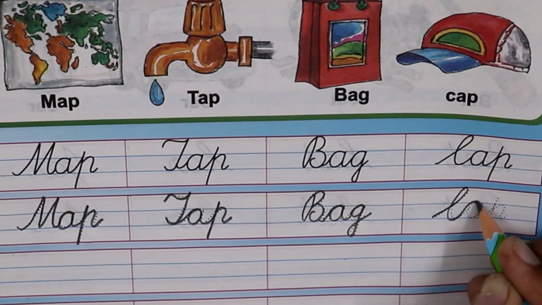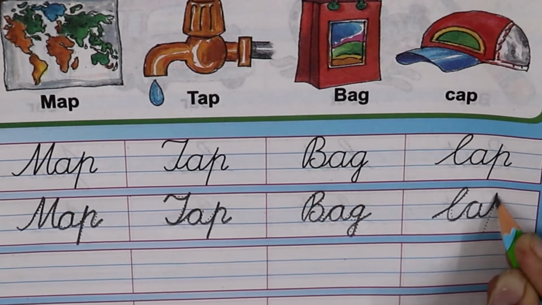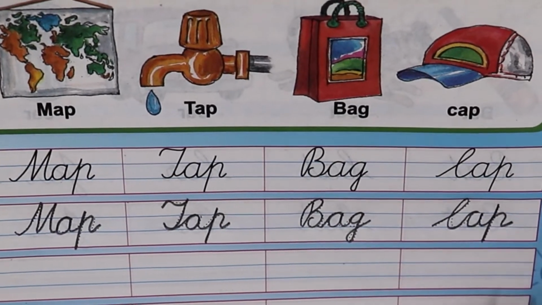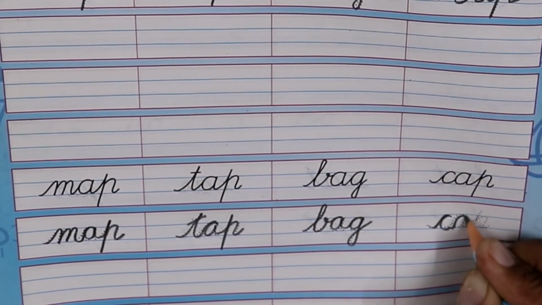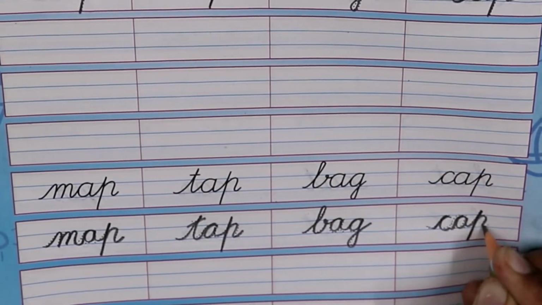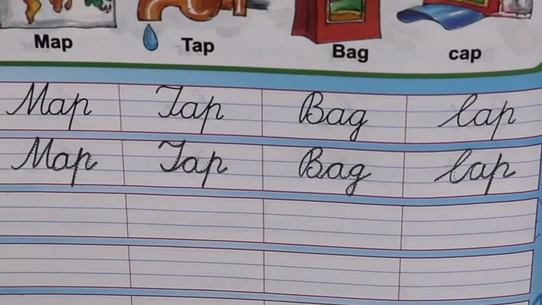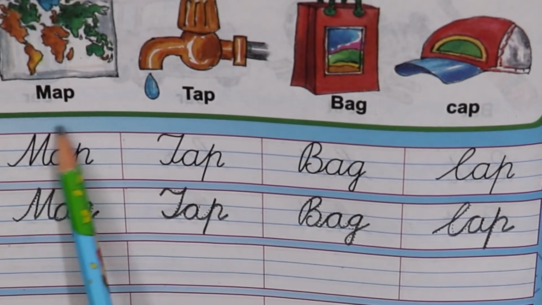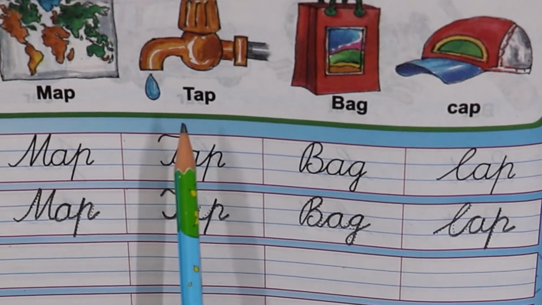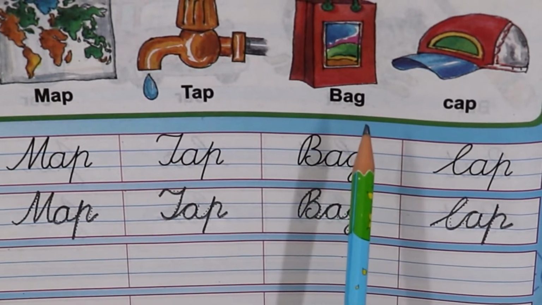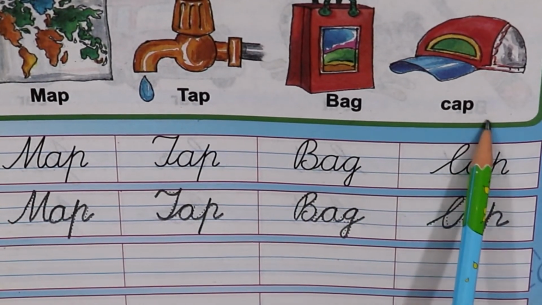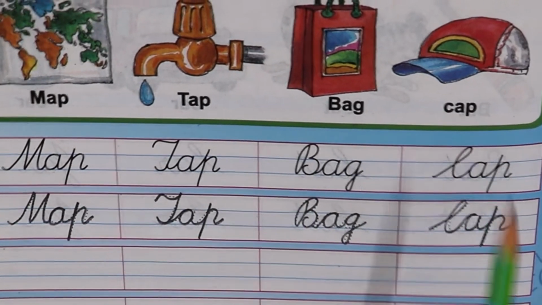First we will write C as capital. Now we will write C as small, C-A-P, cap. Let's repeat once. M-A-P, map, T-A-P, tap, B-A-G, bag, C-A-P, cap.